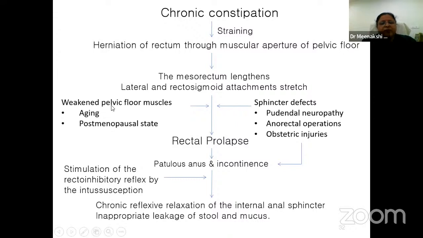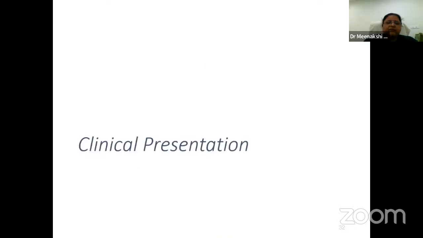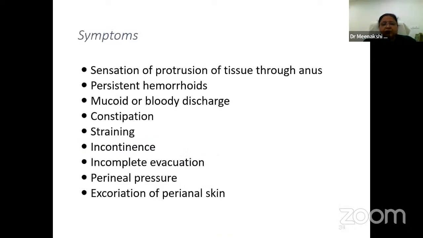having contribution from weakened pelvic floor muscles because of the aging process or because of postmenopausal status. Then there can be sphincter defects like pudendal neuropathy, anorectal operations, or obstetric injuries because of repeated pregnancies and deliveries. Then ultimately it will lead to patulous anus and incontinence. And there is a chronic reflexive relaxation, and leakage of stool and mucus. So that's why rectal prolapse and incontinence are contributory to each other. Now, what is the clinical presentation? How will the patient present?